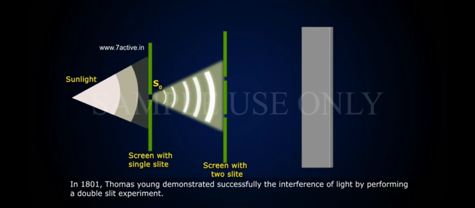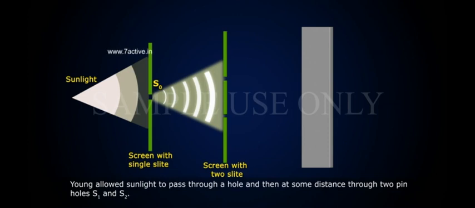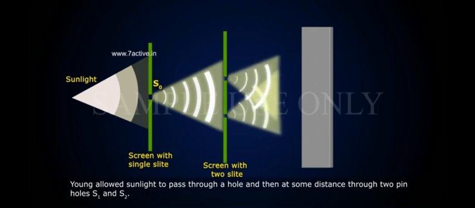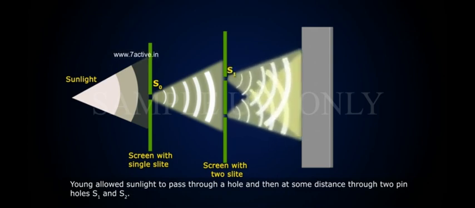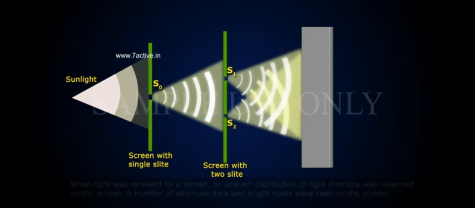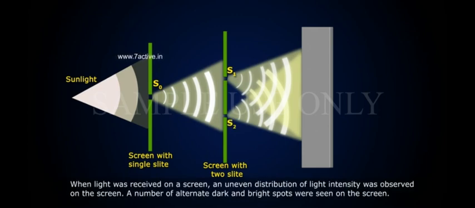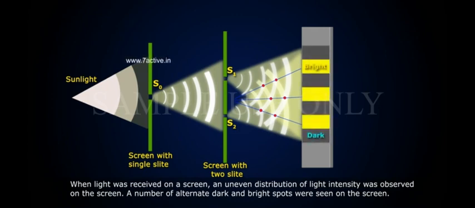In 1801, Thomas Young demonstrated successfully the interference of light by performing a double slit experiment. Young allowed sunlight to pass through a hole and then, at some distance, through two pinholes, S1 and S2. When light was received on a screen, an uneven distribution of light intensity was observed. A number of alternate dark and bright spots were seen on the screen.